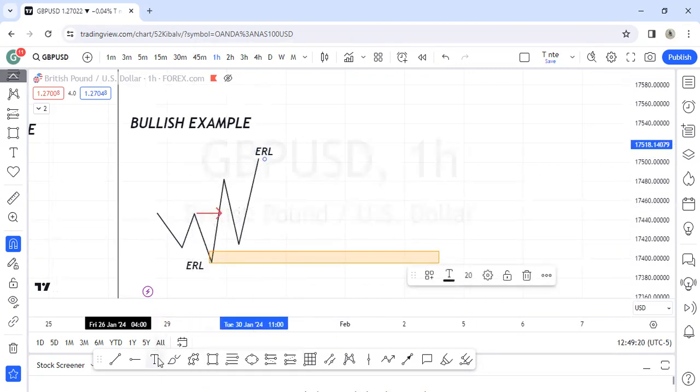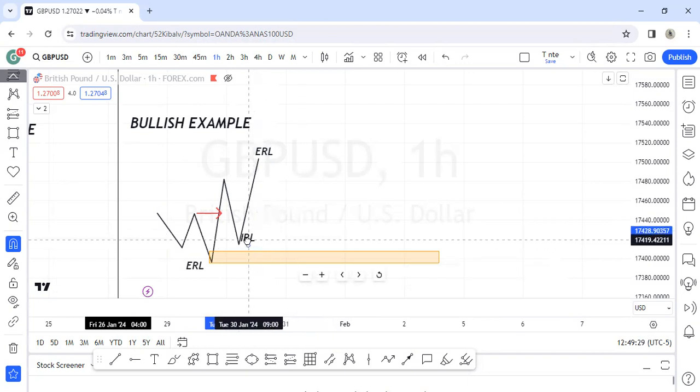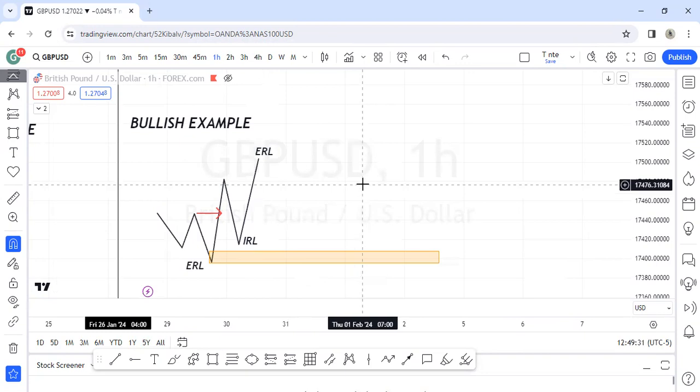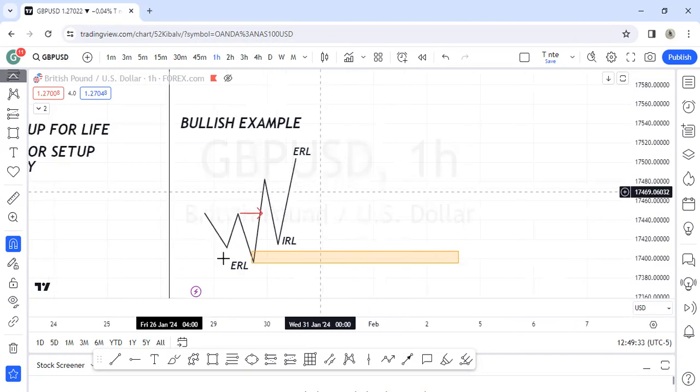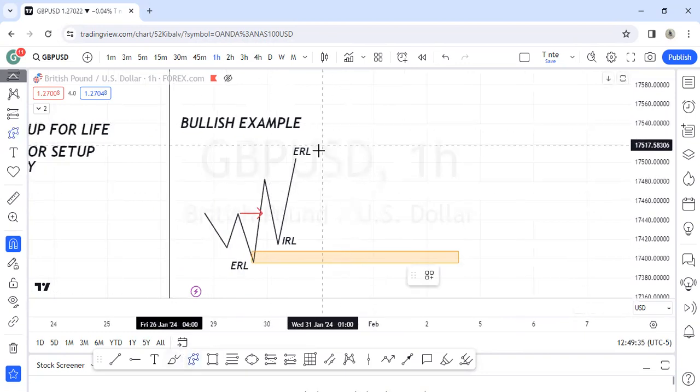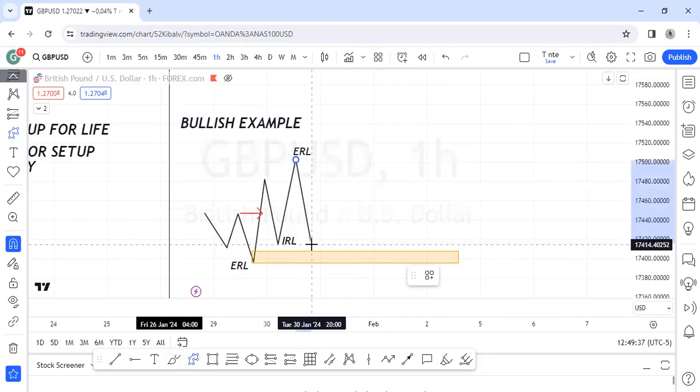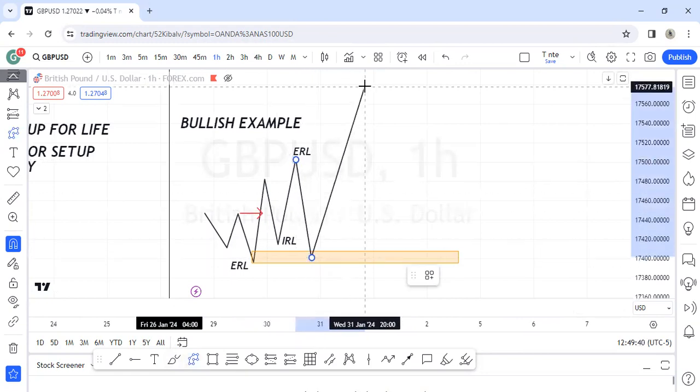Now we have this to act as our internal range liquidity. Why? Because it did not tap into it. So this low now becomes internal range liquidity. All right, can you see it? And now what do we expect? We expect price to come towards our original POI to pick us up and then run higher.